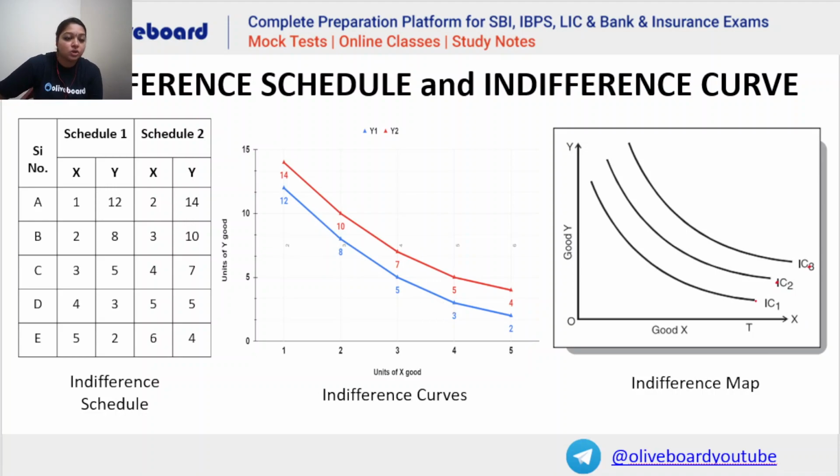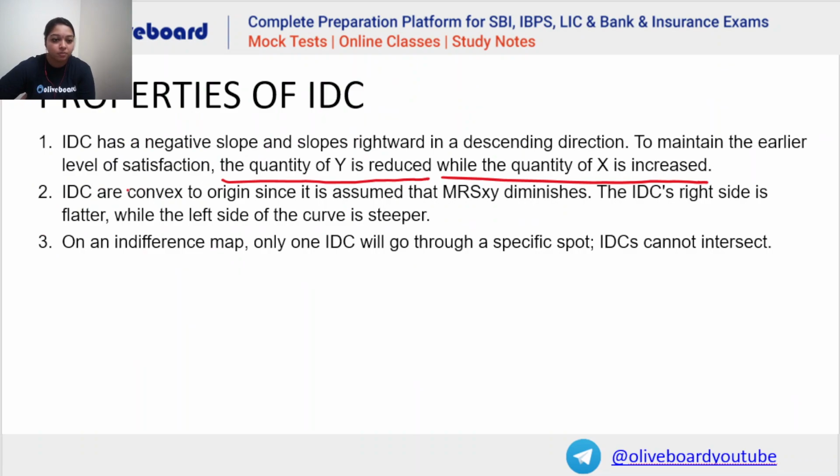Okay. So in this indifference schedule, to maintain the level of satisfaction obtained in bundle A in bundle B, here addition is done, here subtraction is done, right? So if one commodity is increased, the other commodity has to decrease. Then only it will match the previous bundle's satisfaction. Otherwise, it won't match. Okay, that is the property.